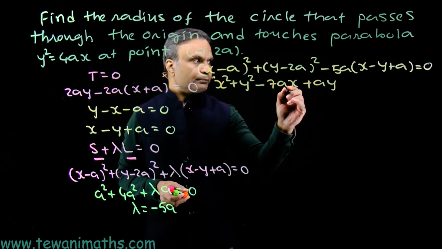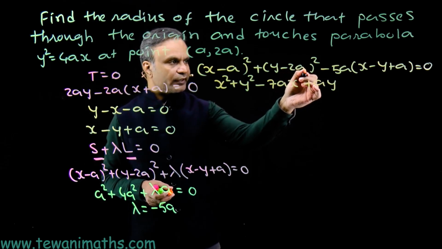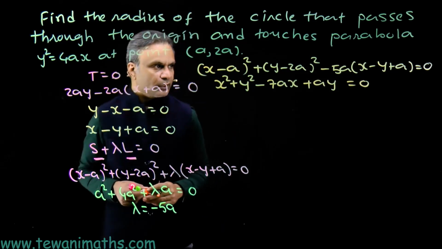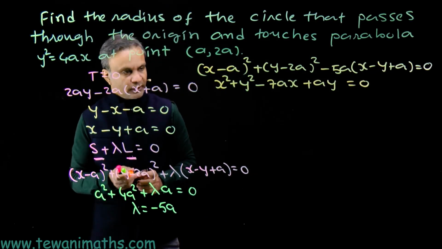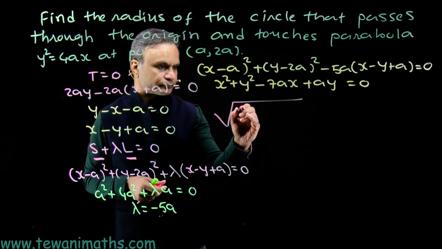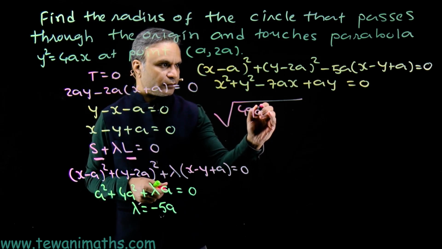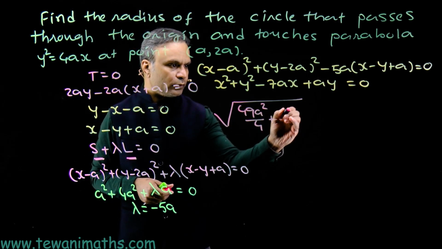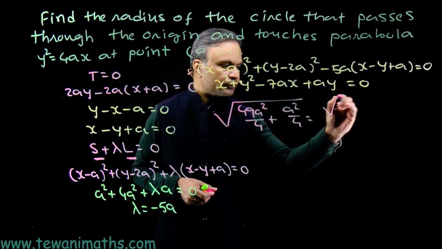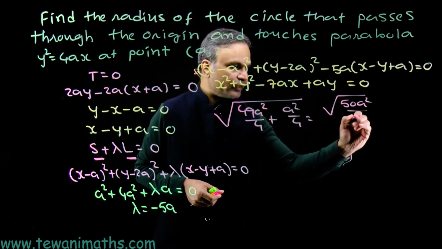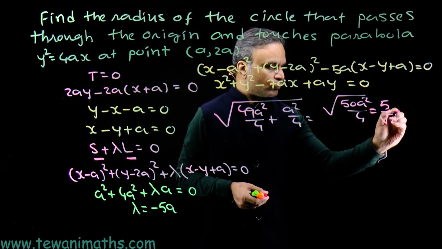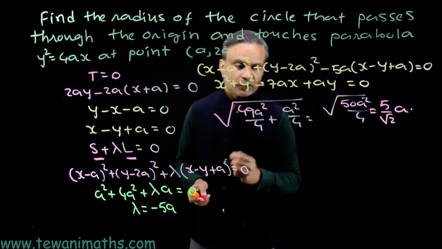Plus a square plus 4a square minus 5a square is equal to 0. In fact, circle passes through origin, so constant term will be 0. So radius of this circle will be root of 49a square upon 4 plus a square upon 4, which is equal to root of 50a square upon 4. This will be 5a upon root 2. So this is radius of the required circle.